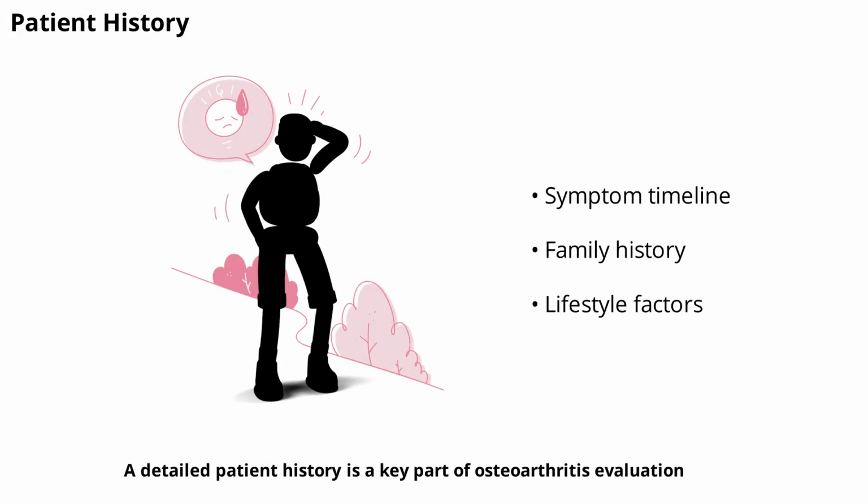Detailed patient history is a key part of osteoarthritis evaluation. Doctors will ask about the onset and duration of symptoms, any previous injuries, family history of joint diseases, and lifestyle factors. Understanding these details helps differentiate osteoarthritis from other conditions and guides further testing. Patient history also reveals risk factors that might contribute to the development or worsening of osteoarthritis.